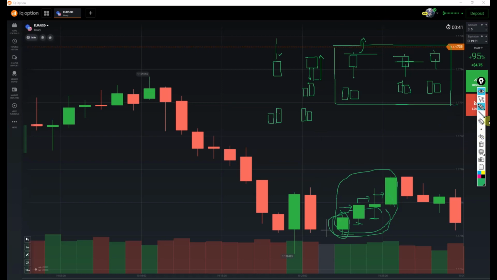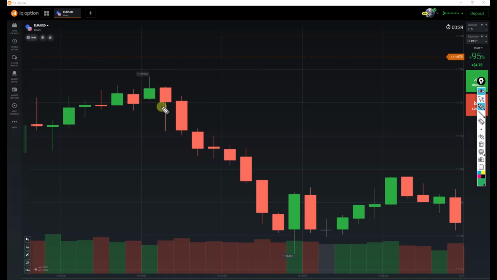Now here, for example, the rejection at this area: when the price closes red, the price tried to move in an up direction and was rejected from this area. It means that this red candle is stronger at this area. Then price moved down, this candle is stronger at this area, that's why buyers tried and failed.